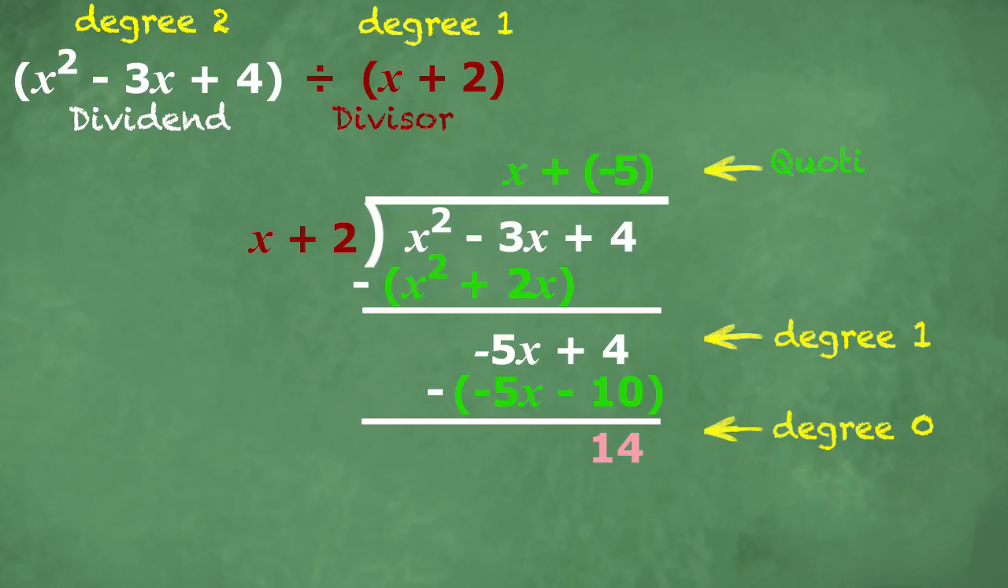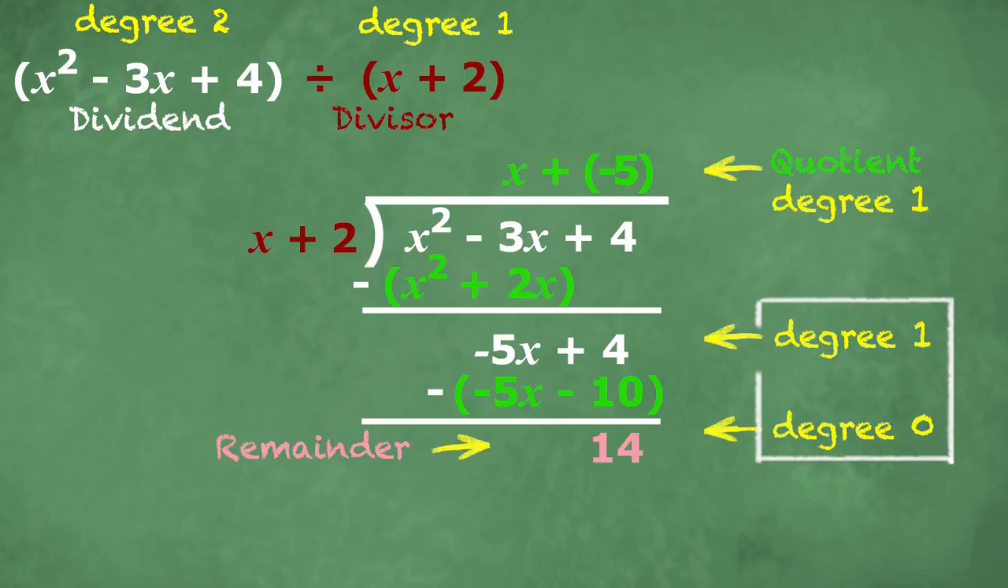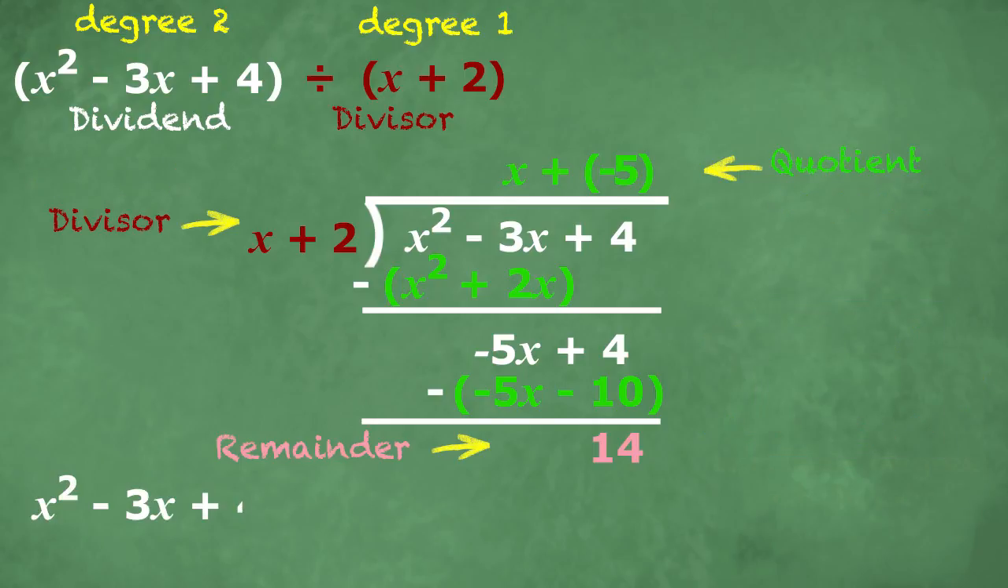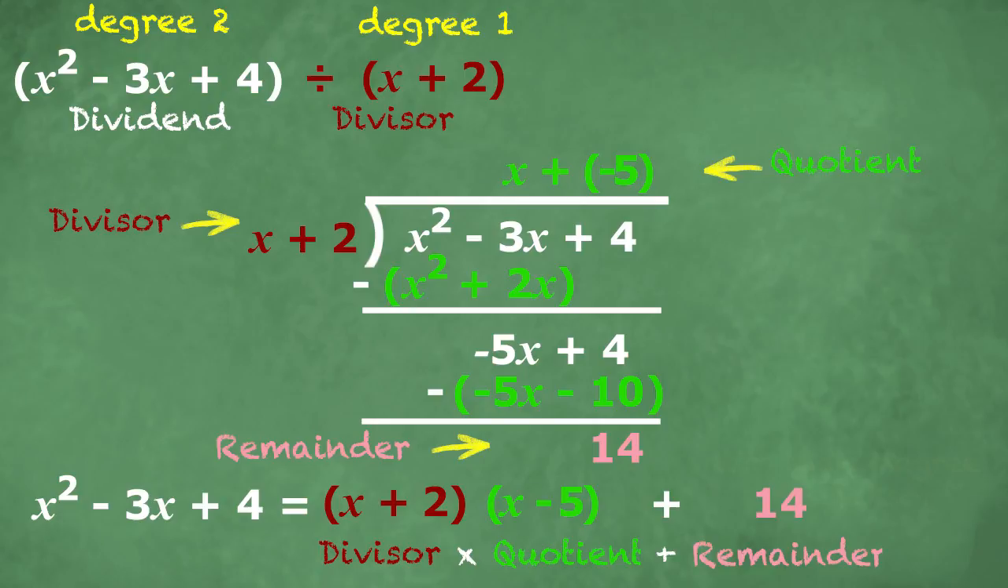Finally, we get a quotient x minus 5, which is of degree 1, and the remainder 14 is a constant, a degree 0 polynomial. Note the degree of the remainders at each step of the long division. Do you see a pattern? The degree of the remainder decreases till it is less than the degree of the divisor, which is 1. Similar to numbers, we can express the dividend polynomial as the divisor x plus 2 times the quotient x minus 5 plus the remainder 14.